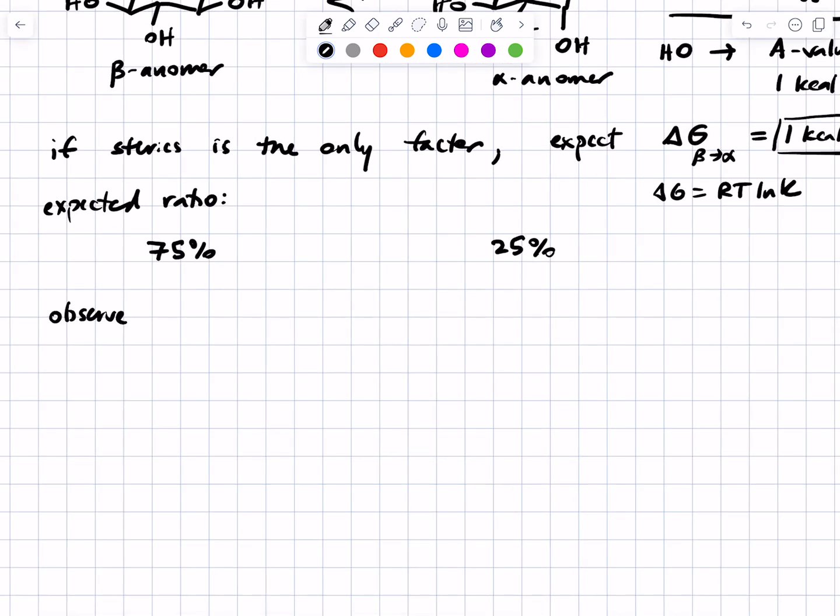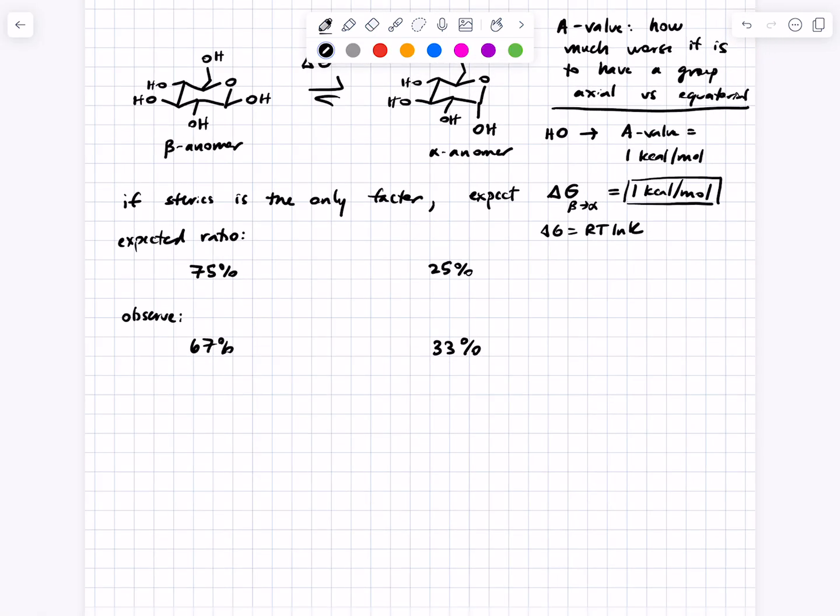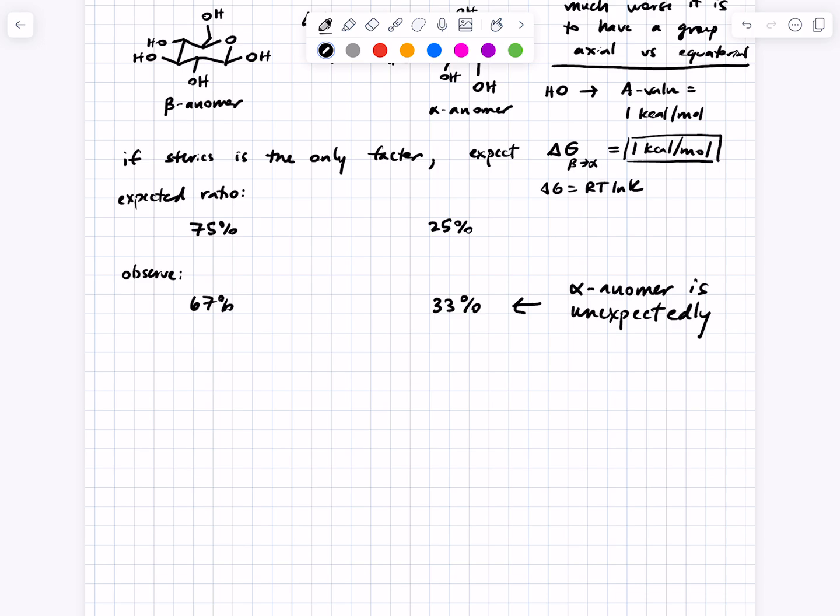Instead, we observe a slight difference from that. It's actually, instead of being about 3 to 1, it's only 2 to 1. That should be like 33, sorry. This is why we don't do math in this class, because we can't do arithmetic very fast, or at least I can't. So yeah, instead of a 3-to-1 ratio, it's more like 2-to-1, which means that the alpha anomer is unexpectedly stable. It's not more stable than the beta anomer, but it's more stable than we would have expected based on sterics being the only factor.